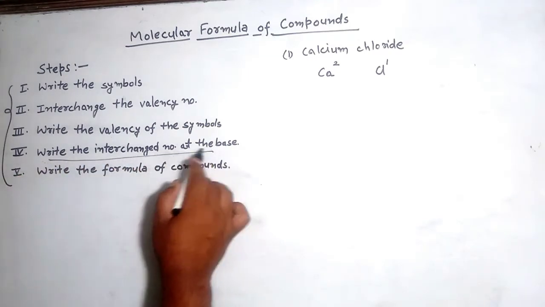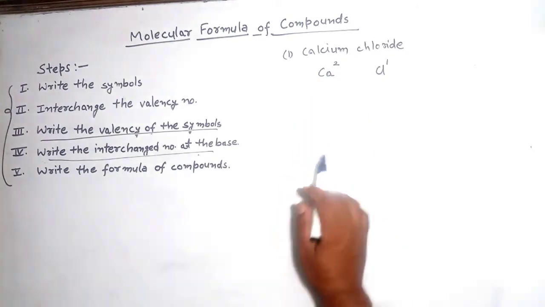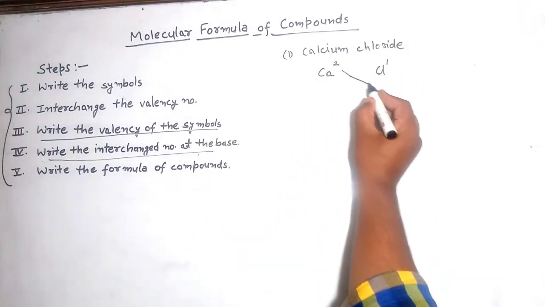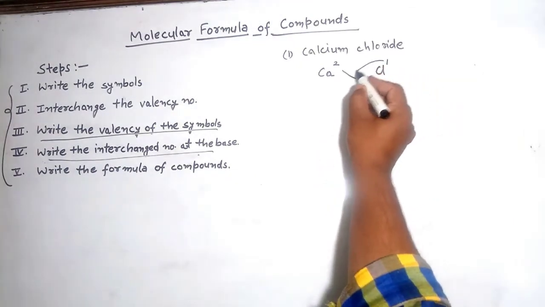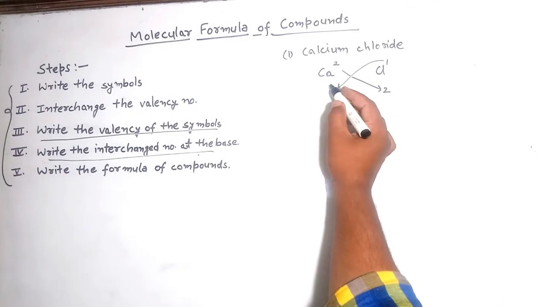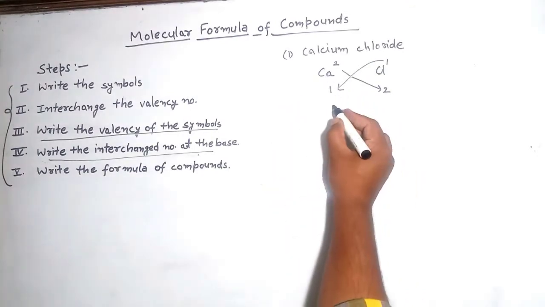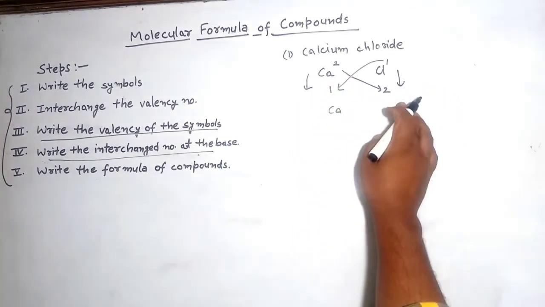Write the valency of the symbol. So the valency of calcium is 2 and the valency of chlorine is 1. Now we will interchange it. 2 we will write below chlorine and 1 we will write below calcium. Now we will write these valencies at the base. So for Ca we write 1 and for Cl we write 2.